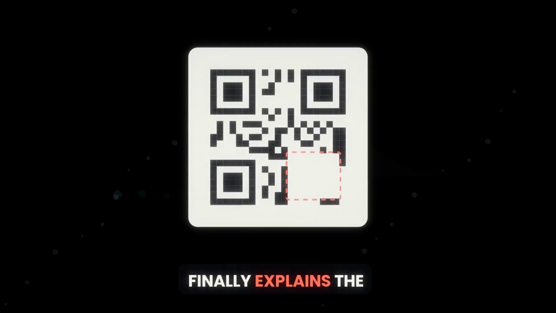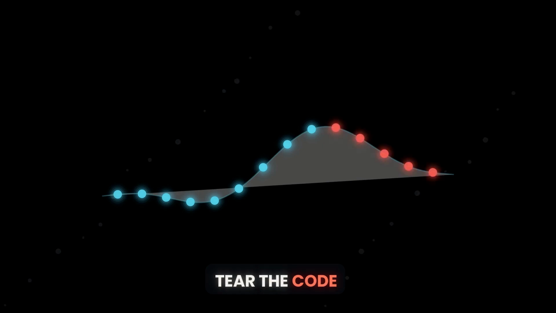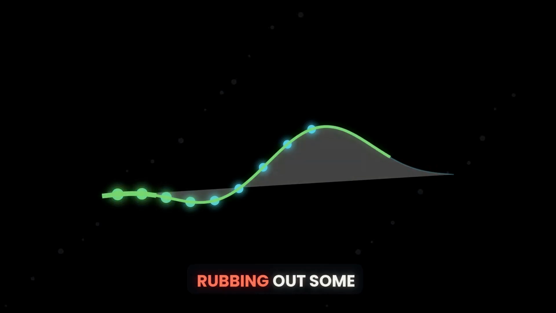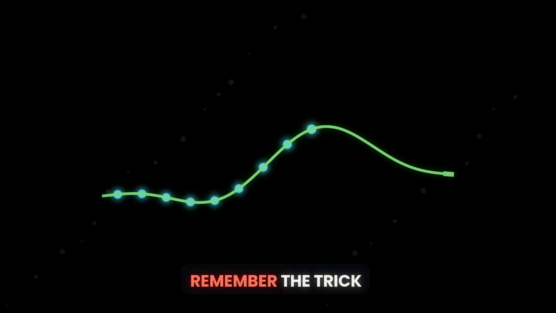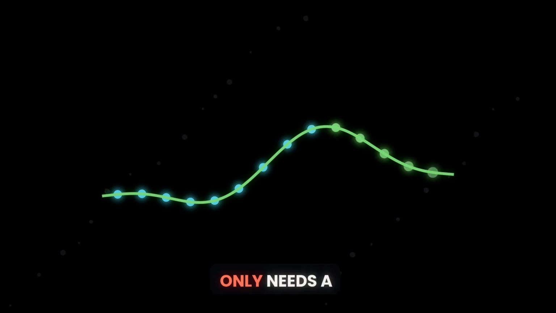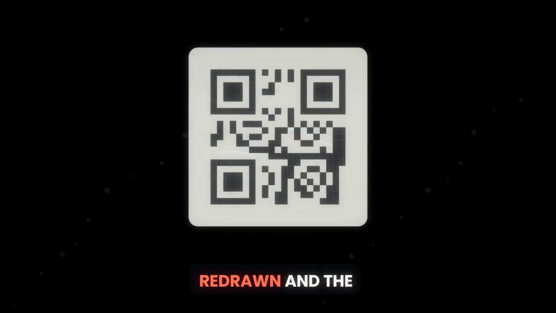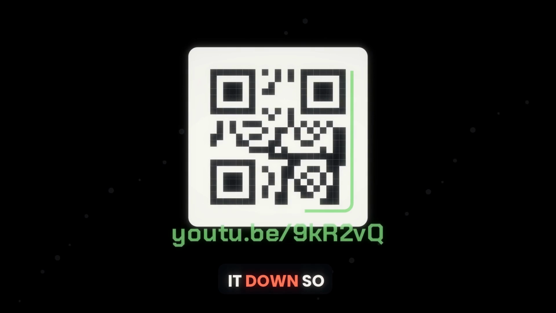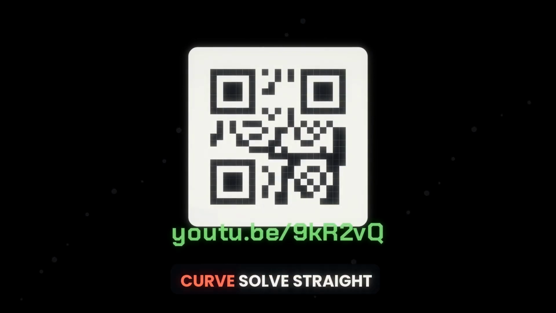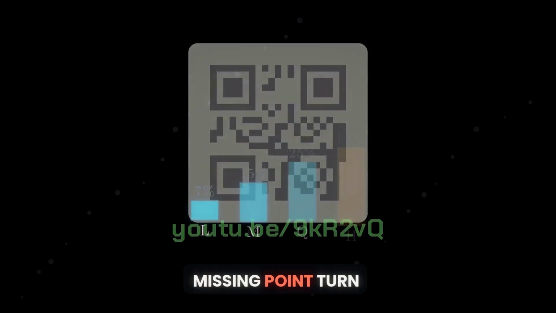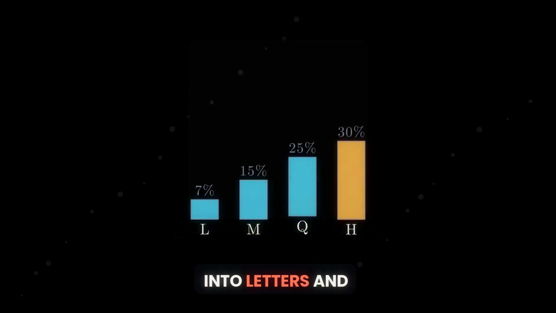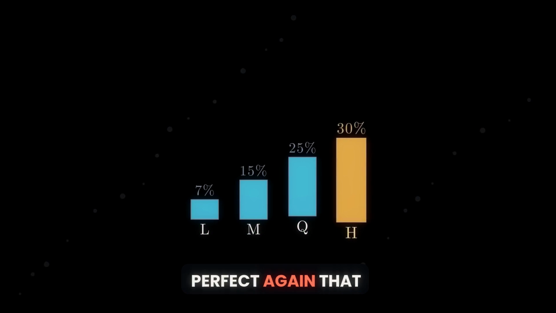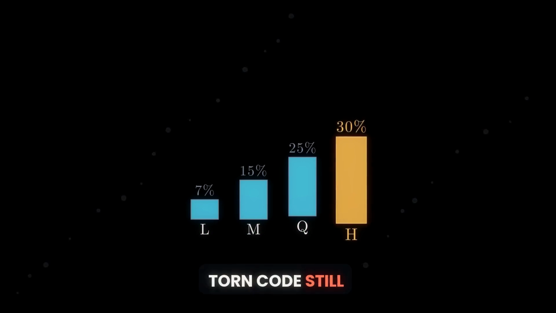Which finally explains the magic. When you tear the code, all you're really doing is rubbing out some of those sample points. But you remember the trick now? The curve only needs a handful of its points to be redrawn, and the ones that survive the tear are still more than enough to pin it down. So you redraw the curve, solve straight back for every missing point, turn the numbers back into letters, and your link is perfect again. That is why a torn code still scans.